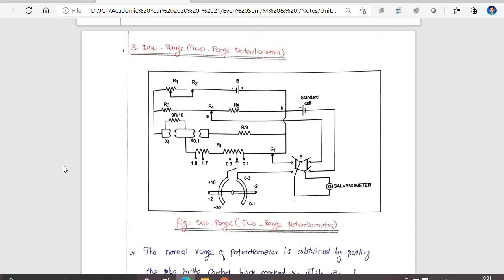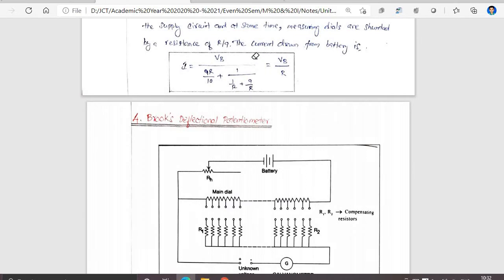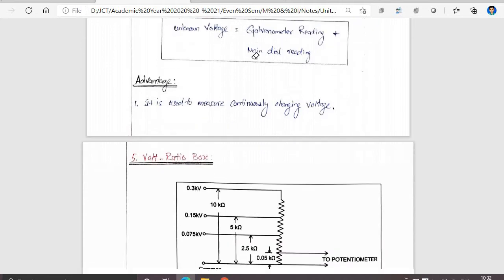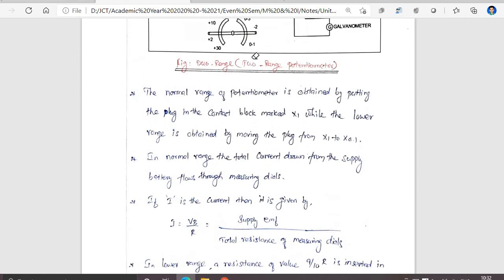We already pointed out that there are 5 types of potentiometers. The first one is Crompton's potentiometer, and the second one is the Vernier type potentiometer. These 2 types were discussed in the previous class. Now the third one is the dual range, that means two-range, potentiometer. The fourth one is the Brooks deflection potentiometer, and the fifth one is the volt ratio box. Today we will go through these three types of potentiometer.